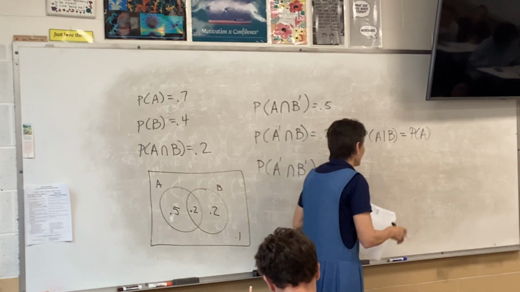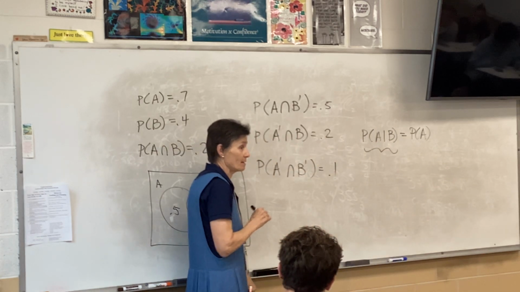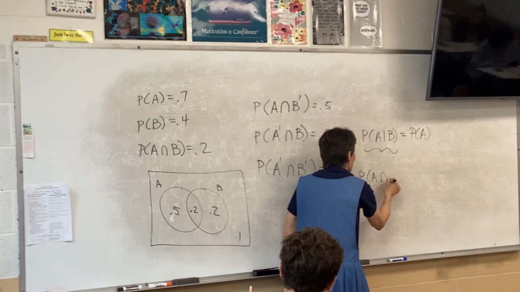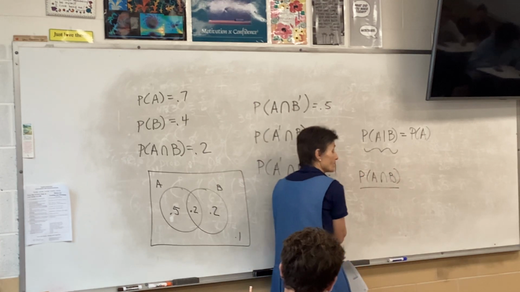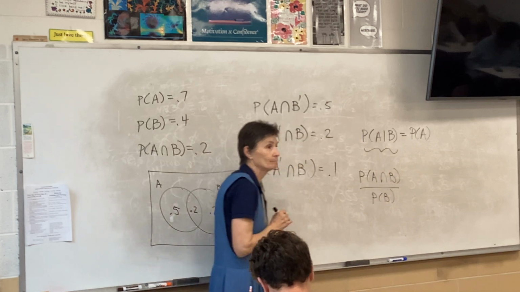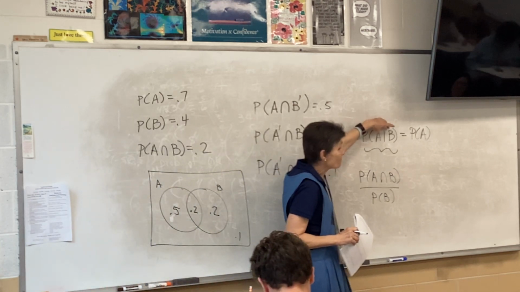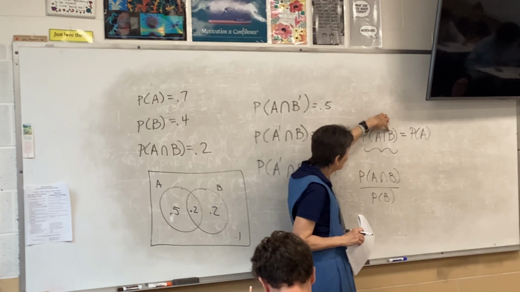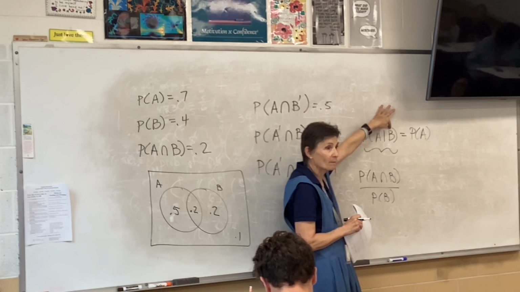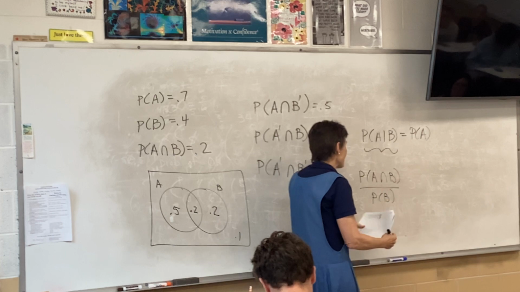Okay, so let's do this. What's the probability of A given B? Well, that's our conditional probability. That's A and B over the probability of B. So that's what this always means: the probability of both, A and B, over the probability of what's given, which in this case is B.